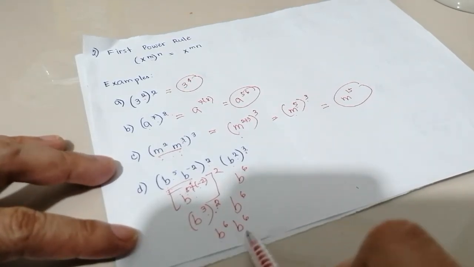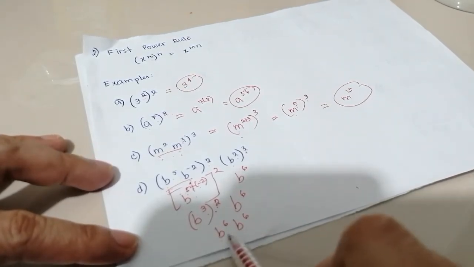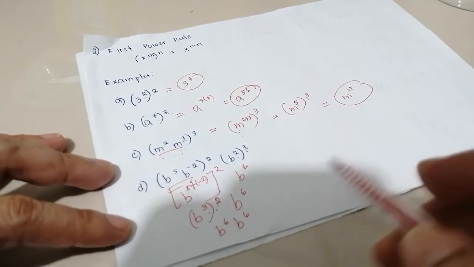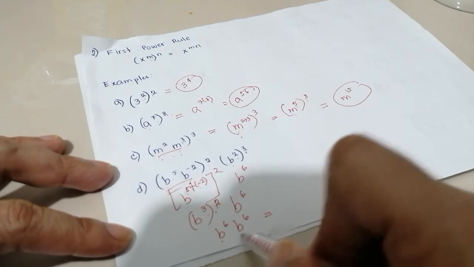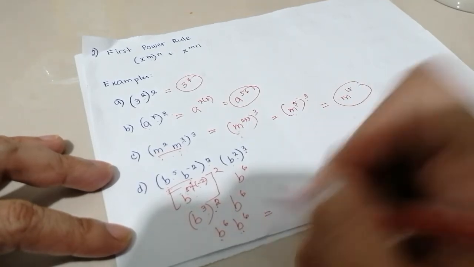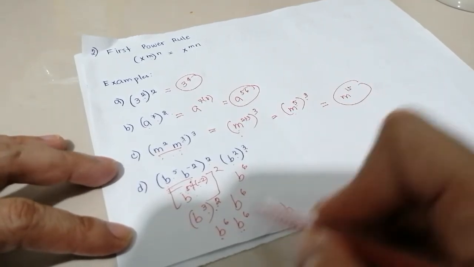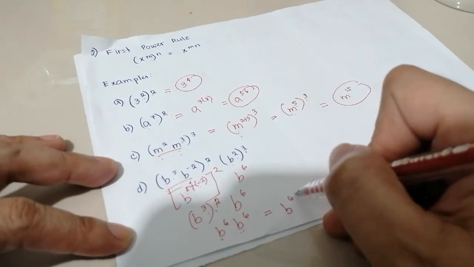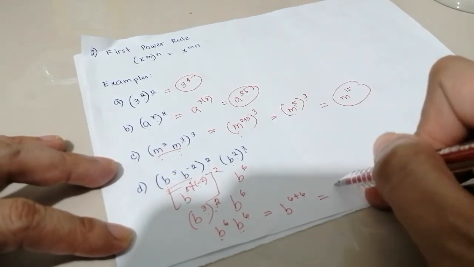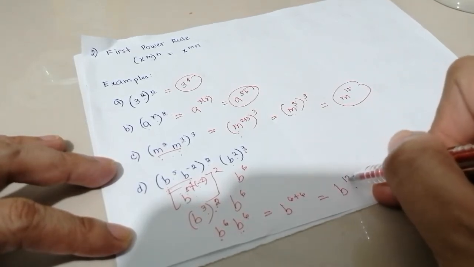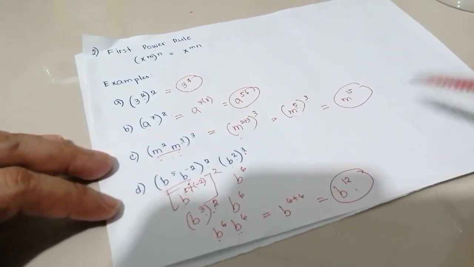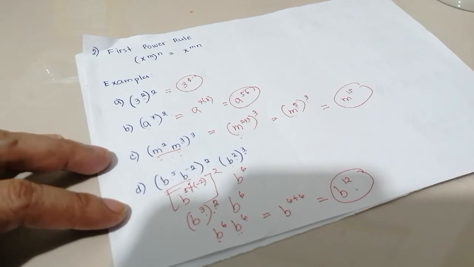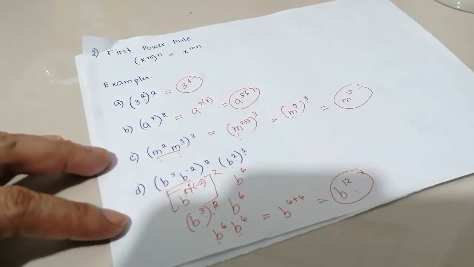Here we are going to apply the first rule again, the product rule. So we're going to copy again the base kasi pareho yung base dito. So kokopyahin yung base. Tapos 6 plus 6. 6 plus 6. So the final answer will be B raised to the 12th power. Okay, so that's how we do the first power rule or the double exponent rule.